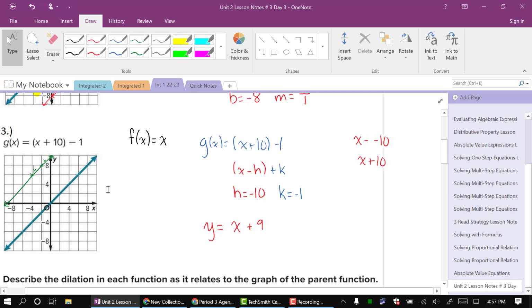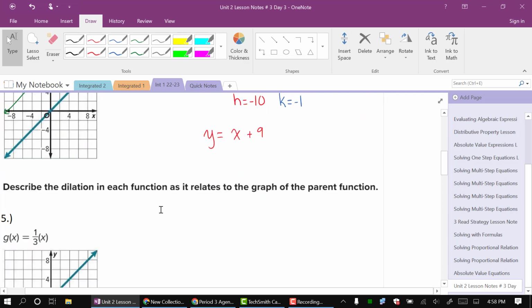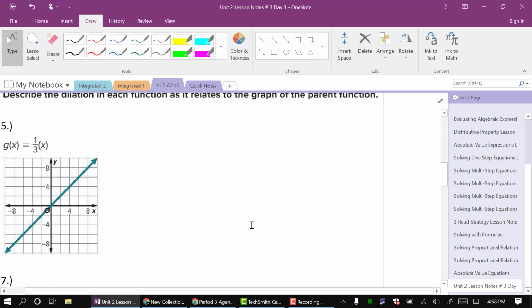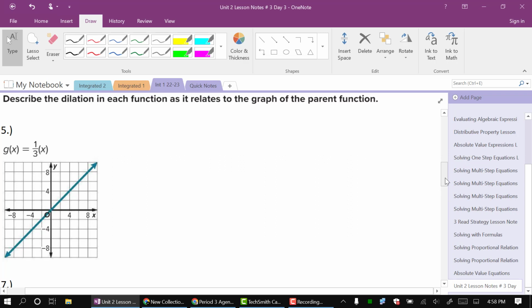Let's take a look at number 5. Describe the dilation in each of the functions as it relates to the parent function. So I have g of x equals 1/3 x. Since it's outside of the parentheses, this is going to be a vertical dilation.